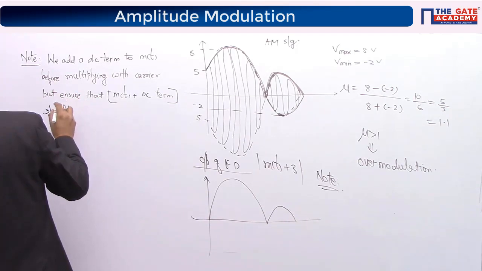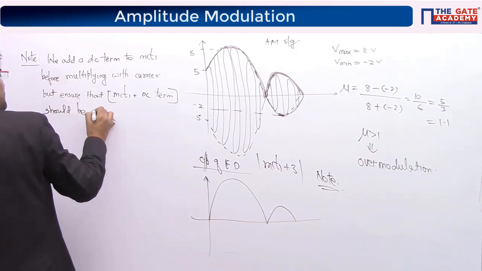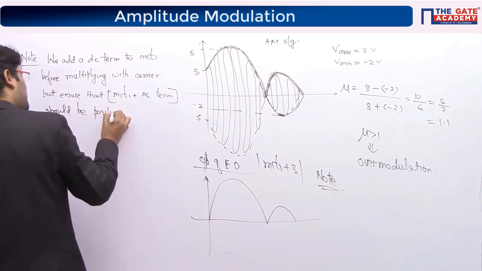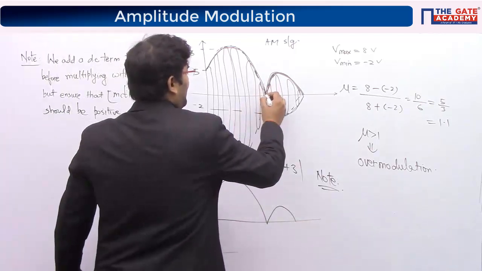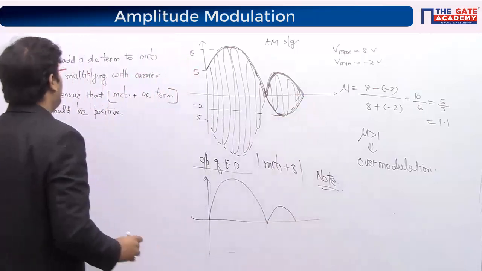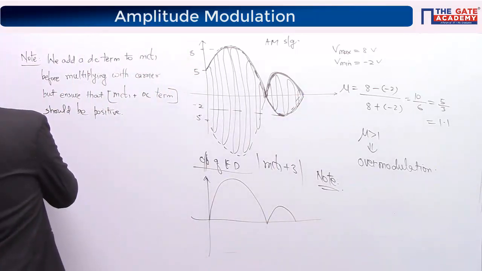The M(t) plus DC term should be positive, and if it is positive, then we are good. What is the wrong thing that happened here? It went into negative. And I also told you that I will discuss why we need K.